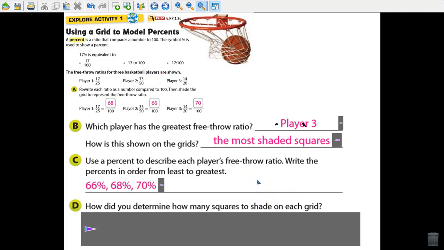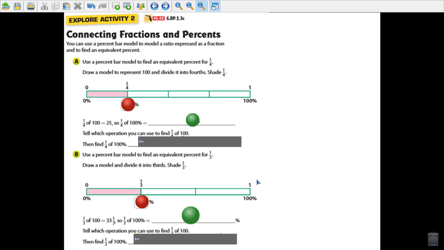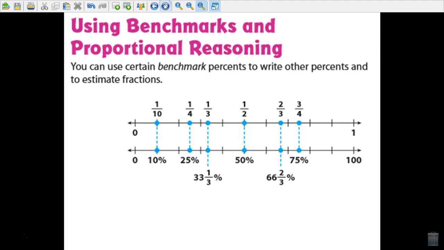All right. Skip the last one. I'm going to skip this page. Not really happy with it. Skip this.